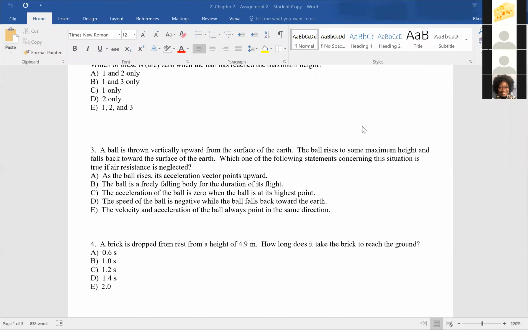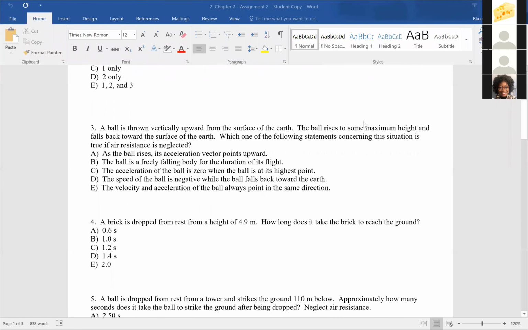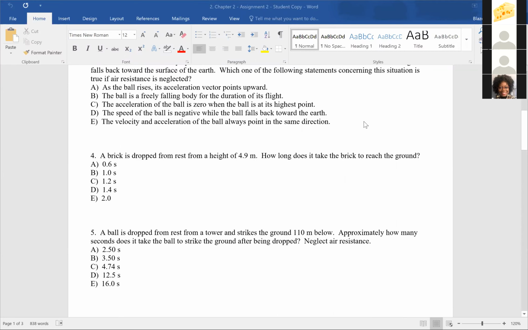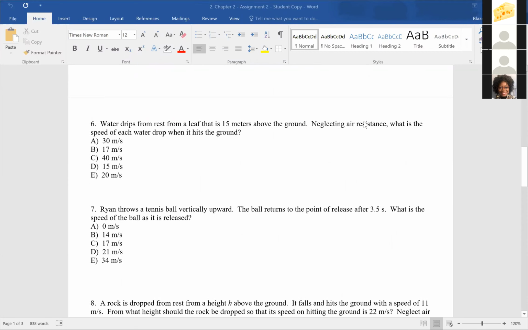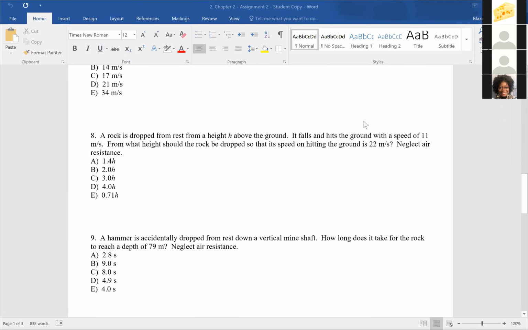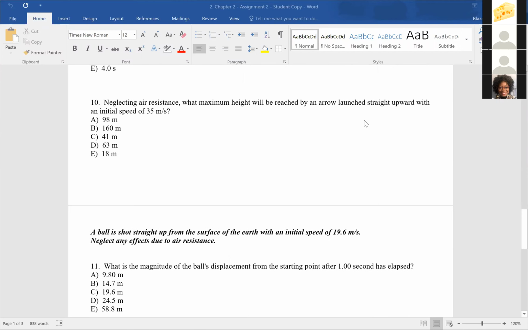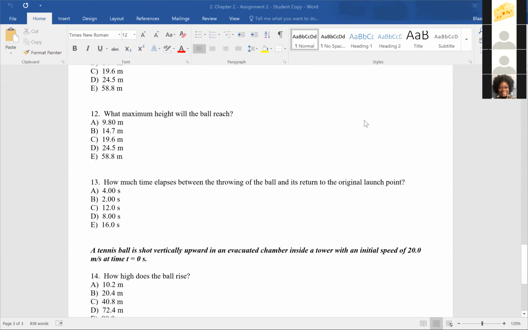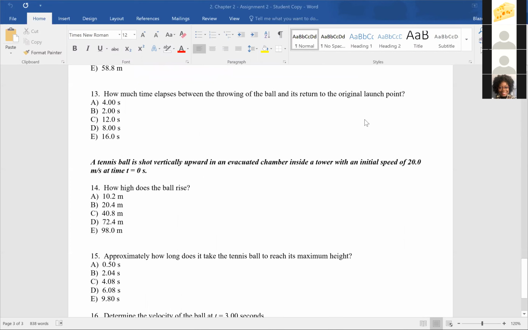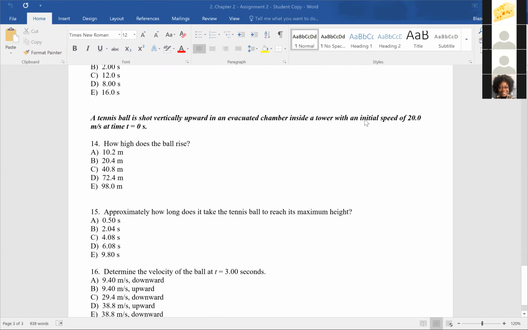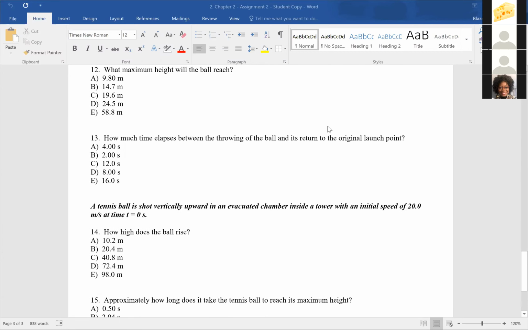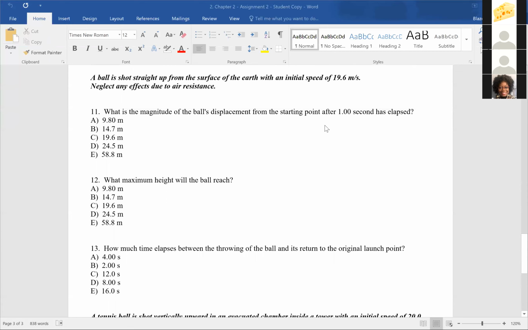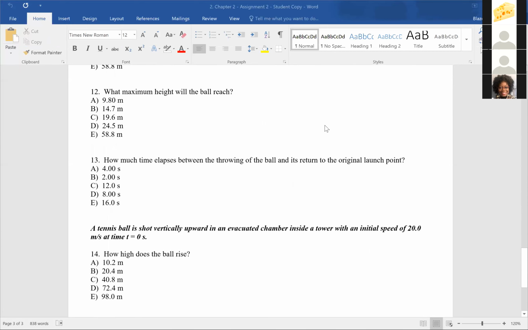Okay, we're looking now at the chapter 2 assignment 2. So let's look at these problems number 14, 15, and 16. If I can do 14 and 15 and 16, we're going to do it together. Then you can do 11, 12, and 13 because they're very similar.